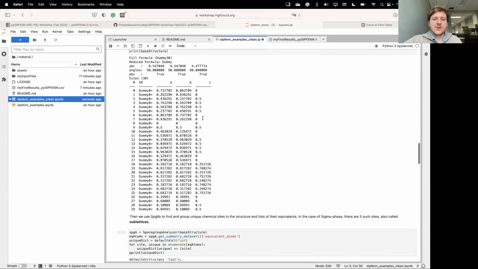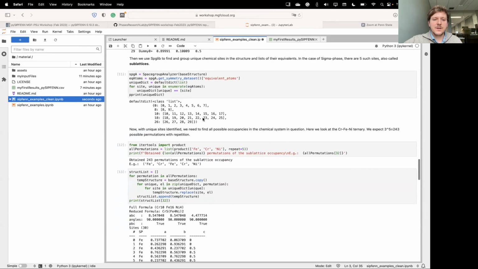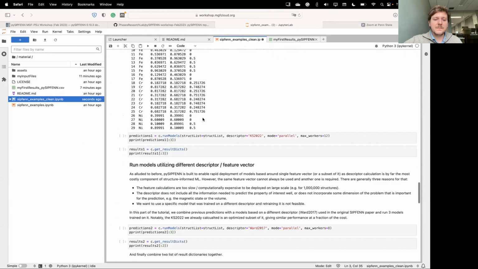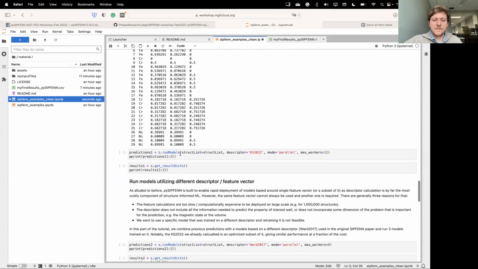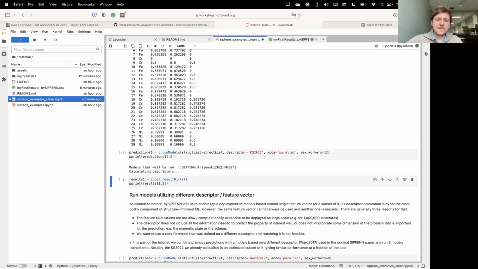In this case, we don't need to output the files because they're all already in the memory and converted into PyMatGen structures. So what we can do is we can just run models on this list of structures we created using descriptor case 2022 in parallel and with 12 workers working parallel at the same time. And the latter function prints just the first 3 of them so we can see how the result look like. So let's run this.